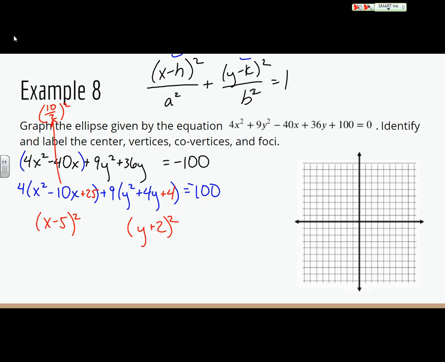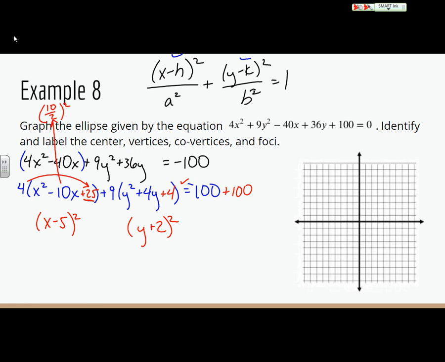Now I've got some other stuff happening. For instance, I added 25 right here. I can't just randomly go around adding 25 to one side of the equation and expect it to still equal negative 100. So I didn't actually add 25. I actually added 4 times 25, 100. So if I add 100 to the left side of the equation, I need to add 100 to the right side of the equation as well.